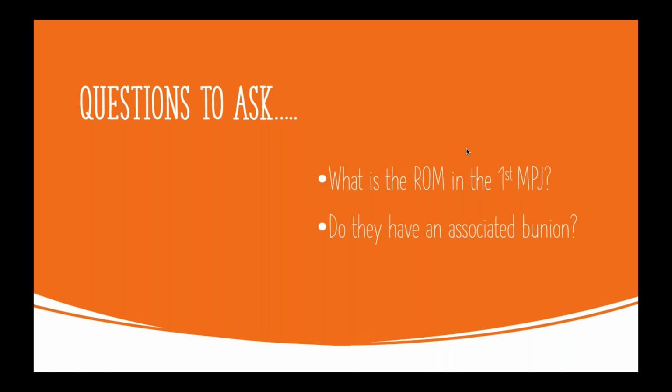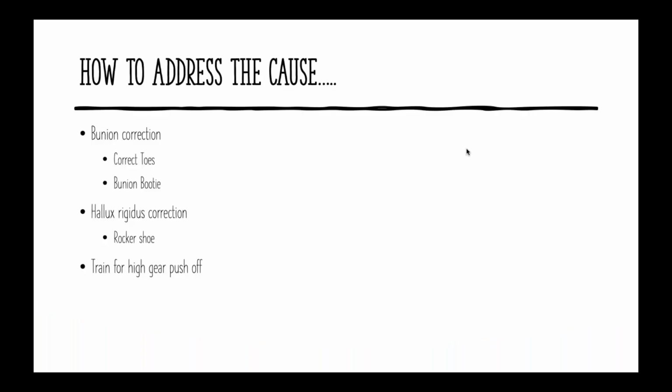But you want to find what that root cause is in that first MPJ and have a plan of addressing it. Just doing foot strengthening is not always a correction for first MPJ push-off position lever issues. You do want to make sure that you're ruling out anything structural. Of course, if there's an associated bunion, you want to address the bunion as well. Not every bunion is going to have a restriction in dorsiflexion, but the more progressed it becomes, that is definitely going to happen.